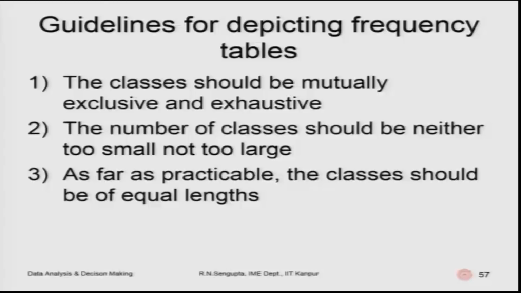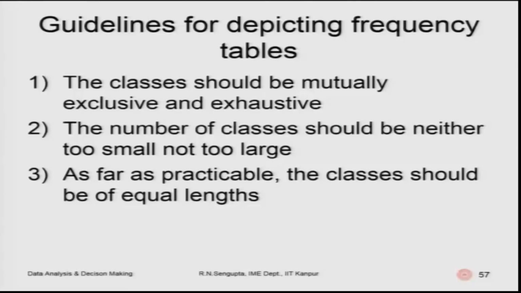The number of classes should be neither too small nor too large. If it is too large, then obviously, trying to find out what type of distribution will fit, that information will be lost. And if it is too small, then it becomes very difficult to find out classes where there are some frequencies. If there are no frequencies, obviously it will be very difficult to find them, because in that case the relative frequency or the probability of the chance is 0.